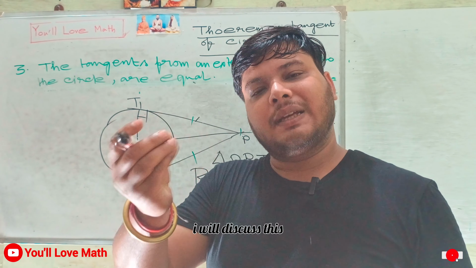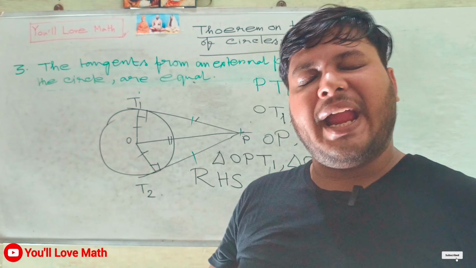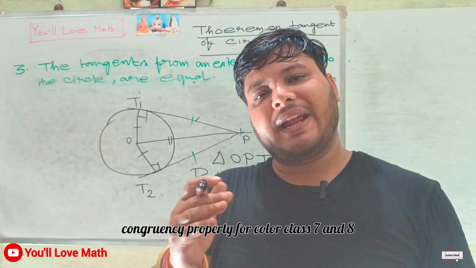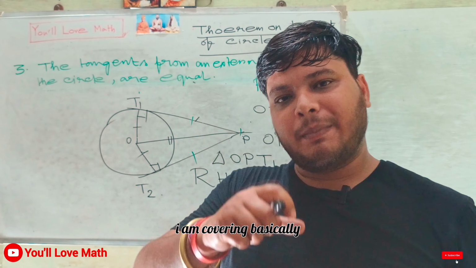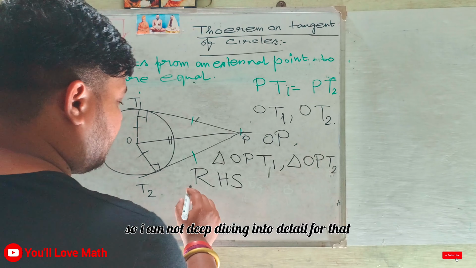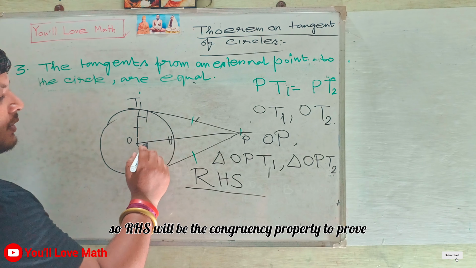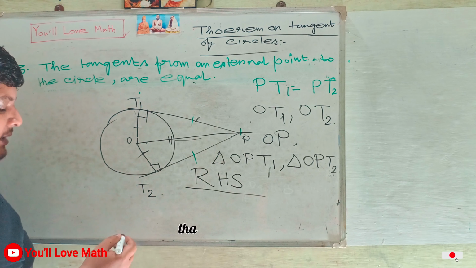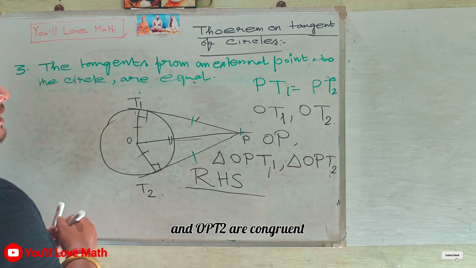I will discuss this when I discuss the congruency property for class 7 and 8. I will discuss it elaborately. I am basically covering the 10th standard class right now, so I am not deep diving into detail for that. So RHS will be the congruency property to prove that the triangles OPT1 and OPT2 are congruent.